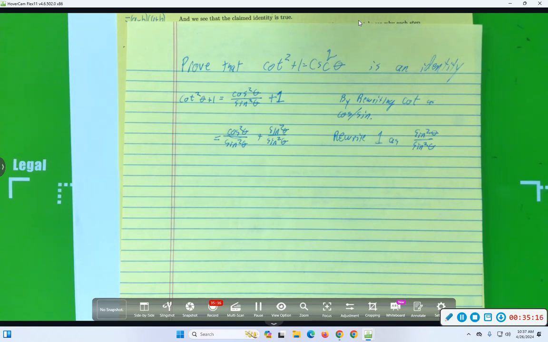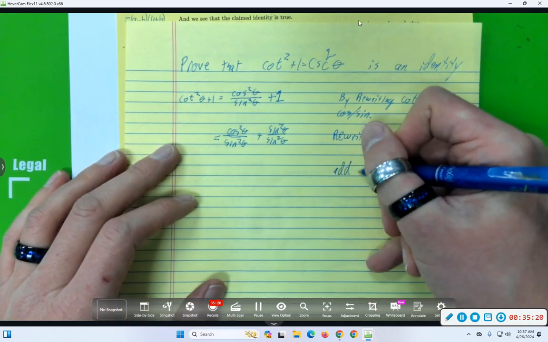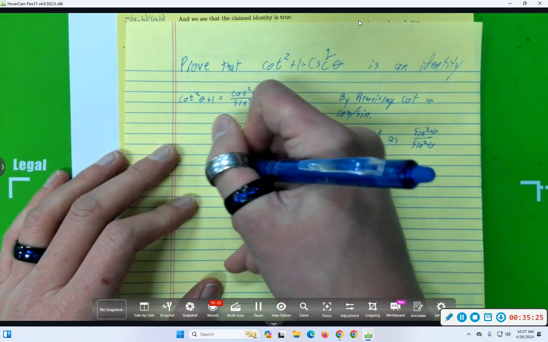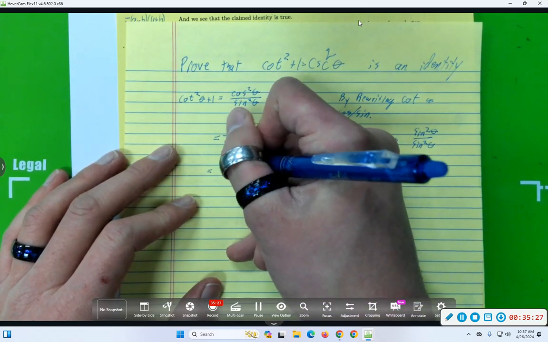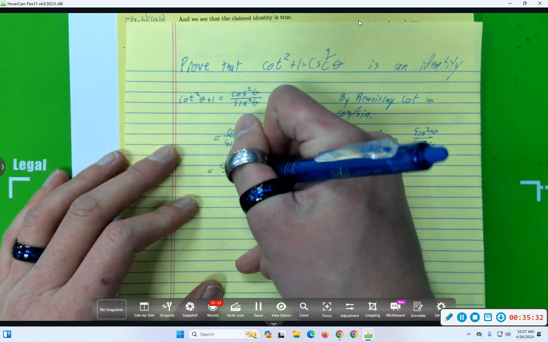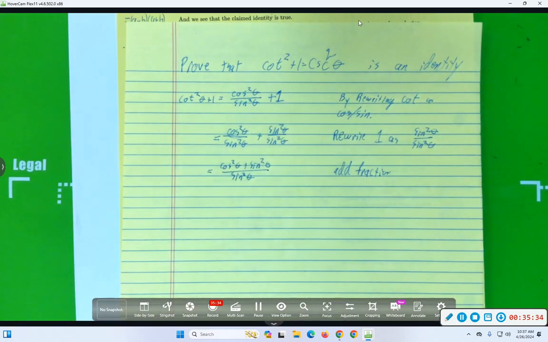Add those fractions. The whole reason to get a common denominator is to add fractions. So let's add fractions, giving me cosine squared theta plus sine squared theta all over sine squared theta. All right. What do people do next? Or, if you didn't make it farther than this, what seems useful now?